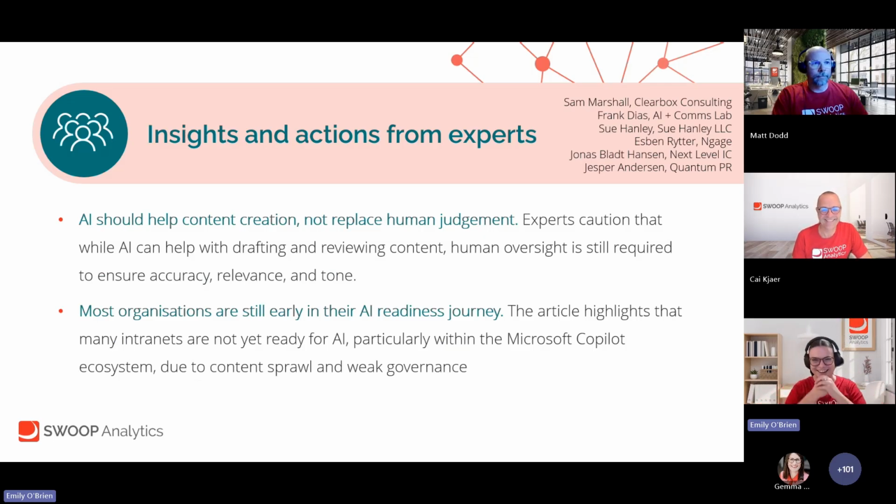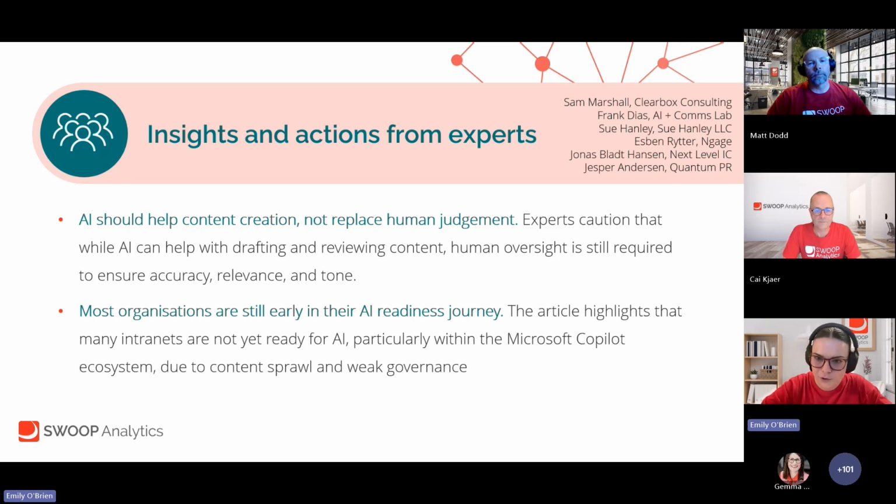And then secondly, a strong theme from the experts as well is that AI works best as an assistant, not as a replacement for human judgment.